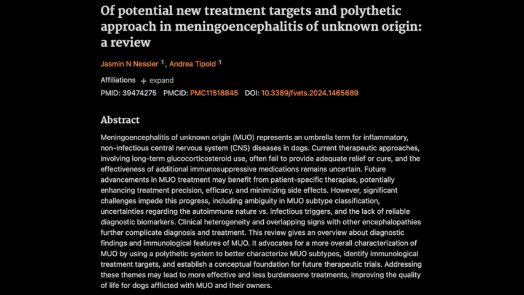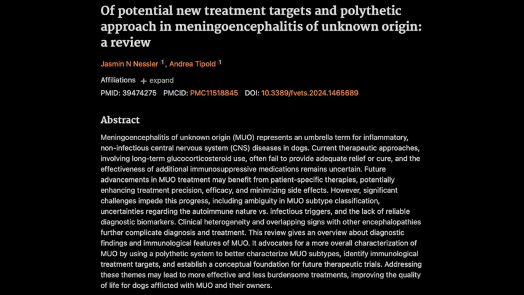Exactly. So this review article talks about some really exciting new research avenues that are focusing on specific cytokines as potential therapeutic targets. One finding that I thought was particularly interesting is the significantly elevated levels of interleukin-31, or IL-31, in the serum of dogs with MUO, particularly those with GME. It's interesting because IL-31 has also been implicated in human autoimmune diseases like MS. So it's not just a marker of inflammation. It might actually be contributing to the disease process.